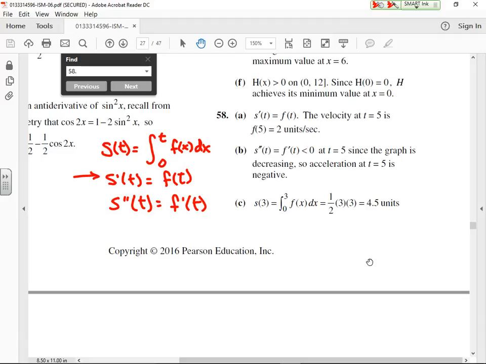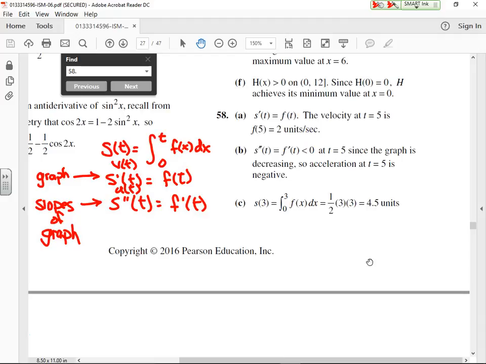So this one, s prime or velocity, is the actual graph or the function values, and this one, which is acceleration, is the slopes of the graph of f of x, because the slopes are the first derivative. So we're just saying when acceleration is negative, the slopes will be negative, and the slopes will only be negative when the graph of f is decreasing or when the slopes of f are pointing down. And that's going to be over an entire interval.